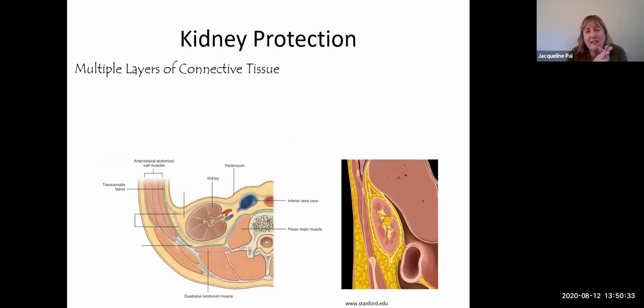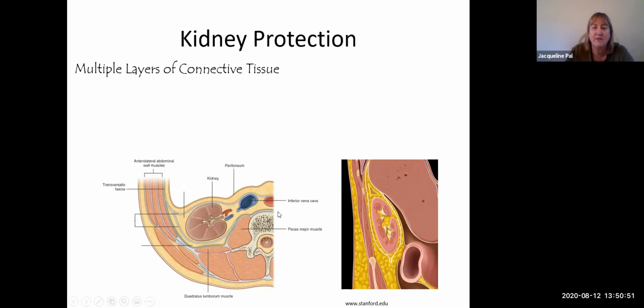Going back to the kidney sitting there in front of the ribs, it is in danger of injury from broken ribs, but it actually has multiple layers of protection. So there are 4 layers that we're going to talk about. But first, let me explain what these 2 pictures are.